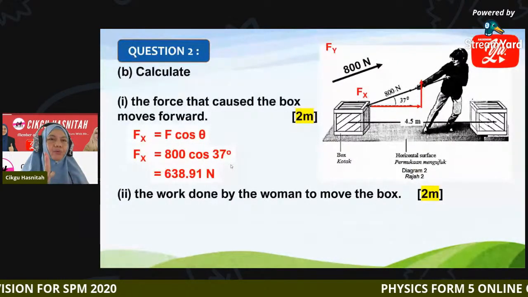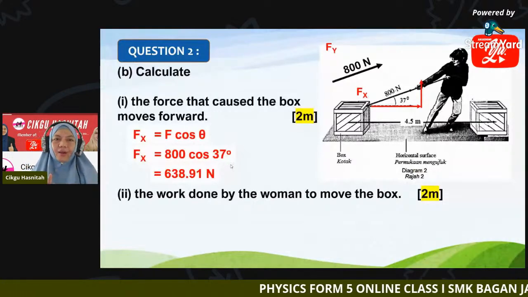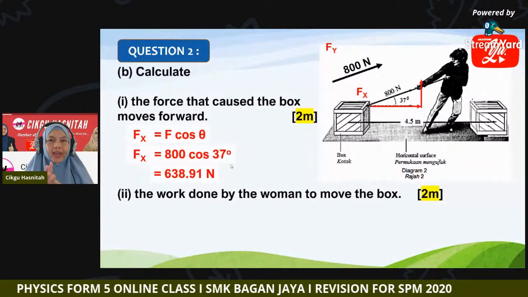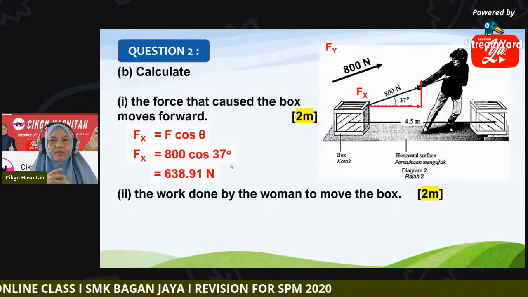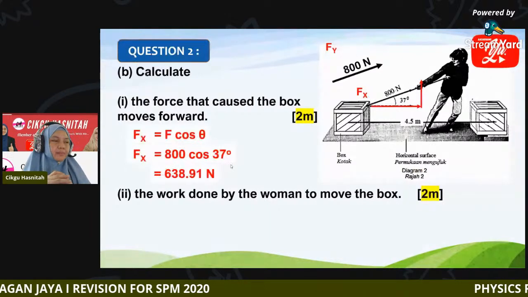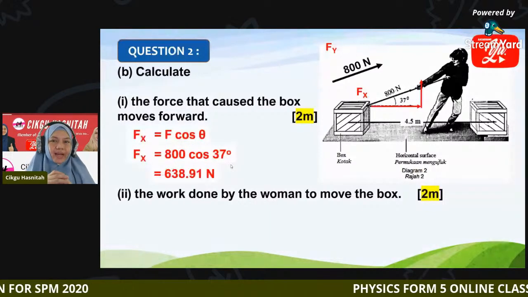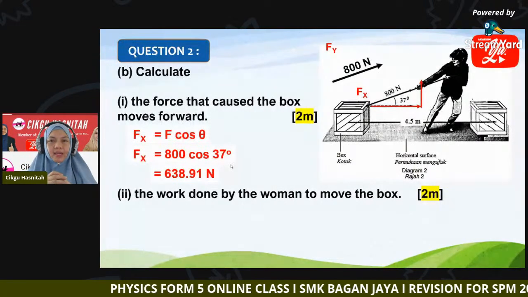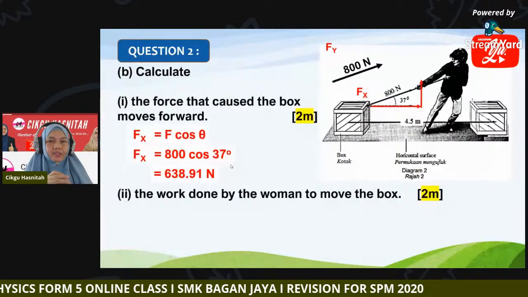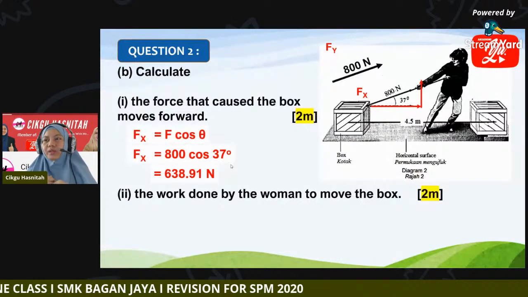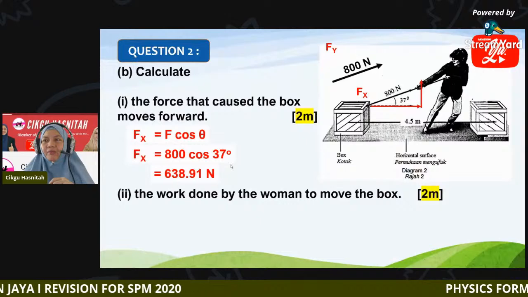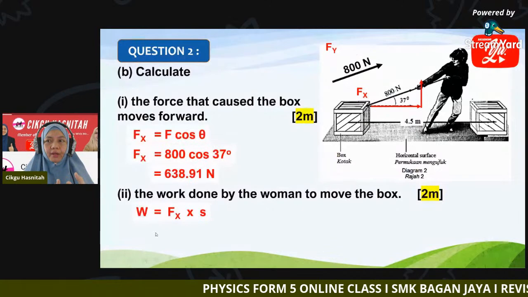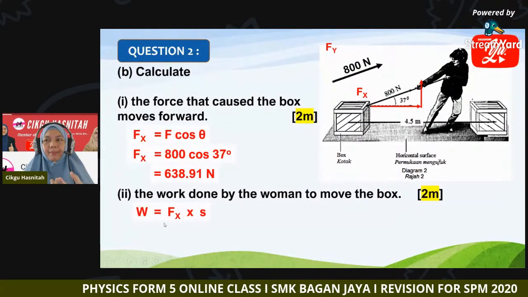So how to find work done? What is the relationship between work done, force, and displacement of the box? How do we relate them? So work done is given by force acting multiplied by displacement. Yes, very good. So the work done is given by the force applied, the force which causes the movement of the box. So Fx multiplied by S.